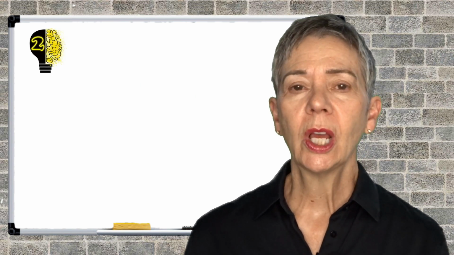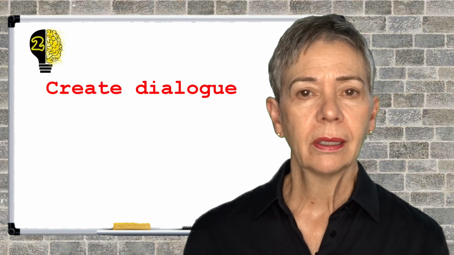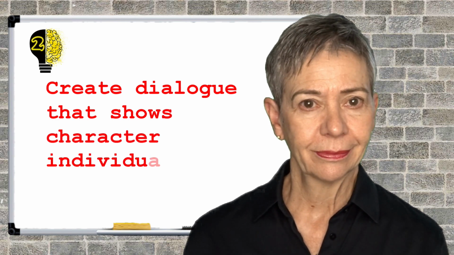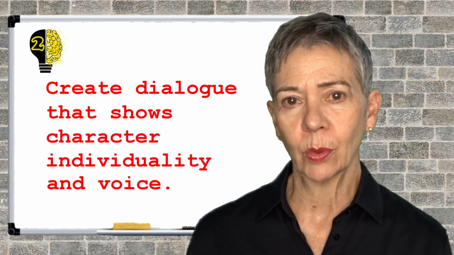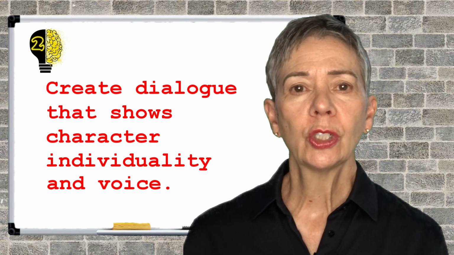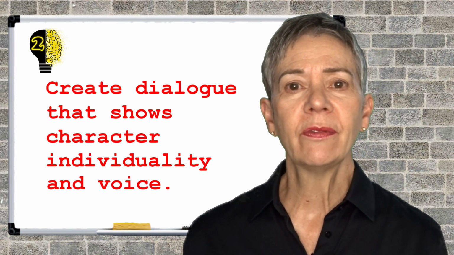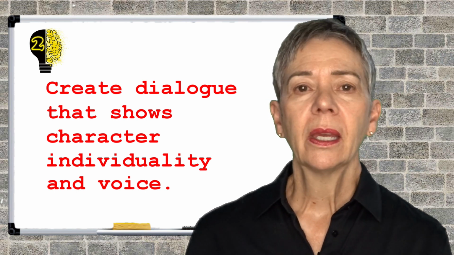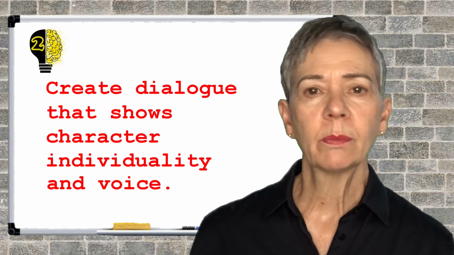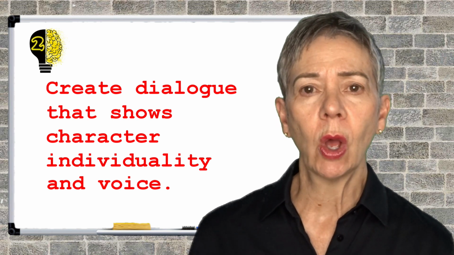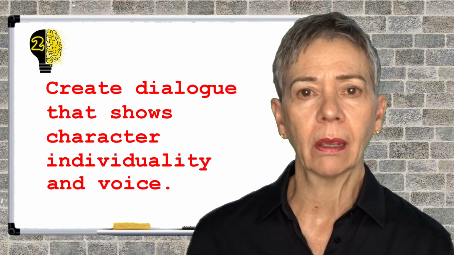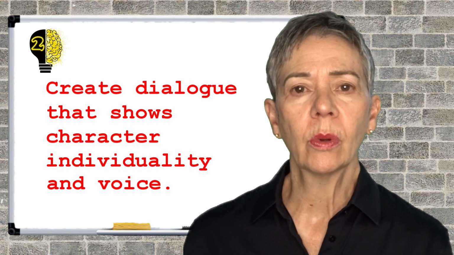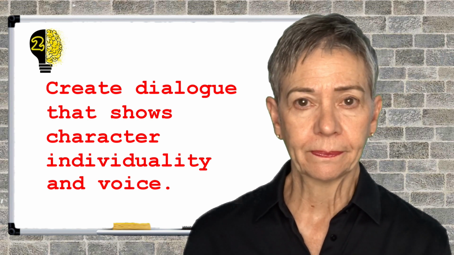Tip number 2. Create dialogue that shows character individuality and voice. This is the second most important one. Your dialogue should be specific to an individual character. Now here's what I mean by that. You need to think about a character's background, personality, motivations, all of those things whenever they're speaking. Whenever an individual character is speaking, it should come through that character's voice.